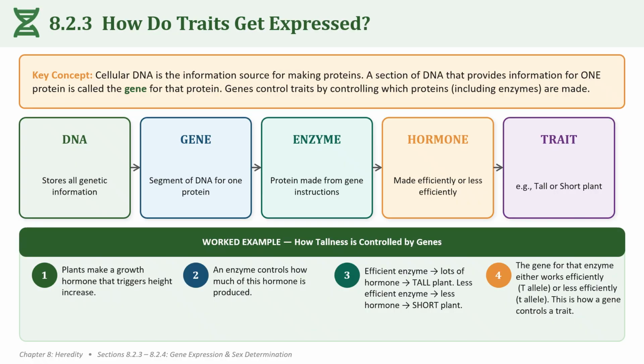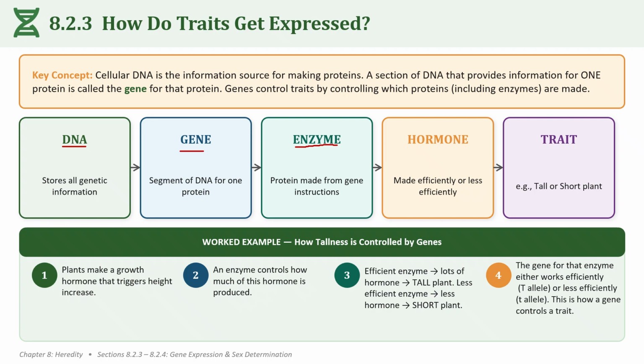Yes, let's start with the topic, children. How do traits get expressed? Traits are expressed because genes provide instructions for making proteins. So DNA stores the genetic information, and a specific segment of DNA called a gene controls the production of one particular protein. Many of these proteins function as enzymes which regulate the chemical reactions inside cells.